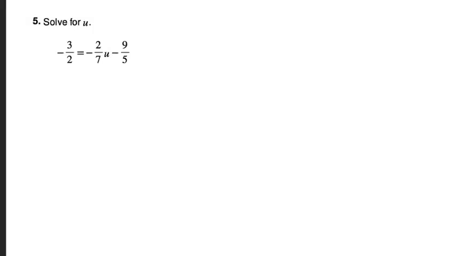If I want to solve this equation, negative 3 halves equals negative 2 sevenths u minus 9 fifths, what might I think about doing? Start by doing the like terms. Okay, right. So if this were any other kind of equation, let me write a simpler equation over here.